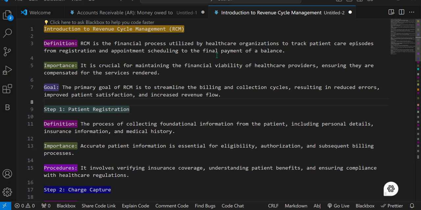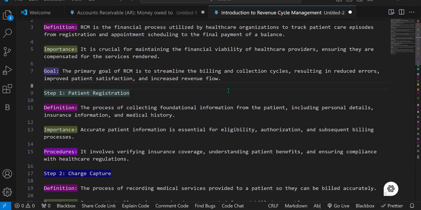So what are the steps involved in revenue cycle management? First step, patient registration. The process of collecting foundational information from the patient, including personal details, insurance information, and medical history. As I told you, the doctor's office will collect the personal details, whether the person is a valid person or not, and insurance information, whether he is insured in the healthcare company or not, and they will see the medical history, whether he is getting the insurance payments from the insurance company or not. All those things will be checked in the medical history.